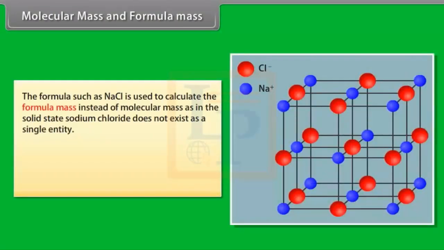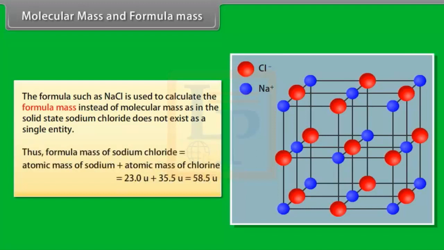Which is equal to 18.02 u. The formula such as NaCl is used to calculate the formula mass instead of molecular mass, as in the solid state sodium chloride does not exist as a single entity. Thus, formula mass of sodium chloride is equal to atomic mass of sodium plus atomic mass of chlorine, which is equal to 23.0 u plus 35.5 u, which is equal to 58.5 u.